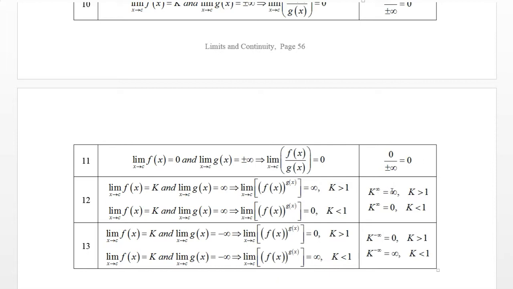K to the infinity will be infinity if k is bigger than 1, and k to the infinity will be 0 if k is less than 1. K to the minus infinity is 0 for k bigger than 1, and k to the minus infinity is infinity for k less than 1. So that's just shorthand for that.